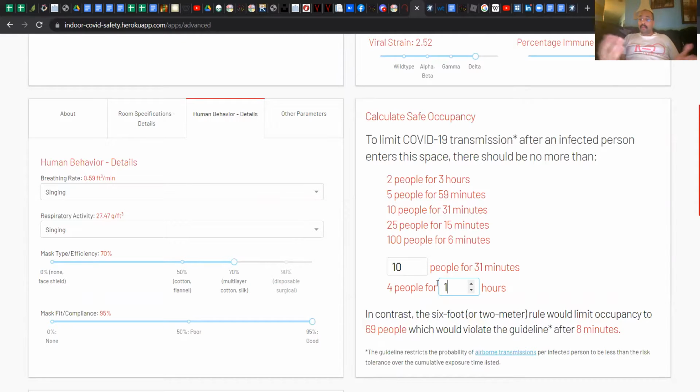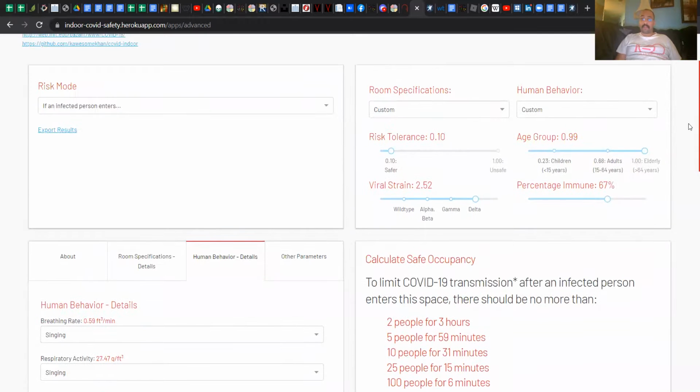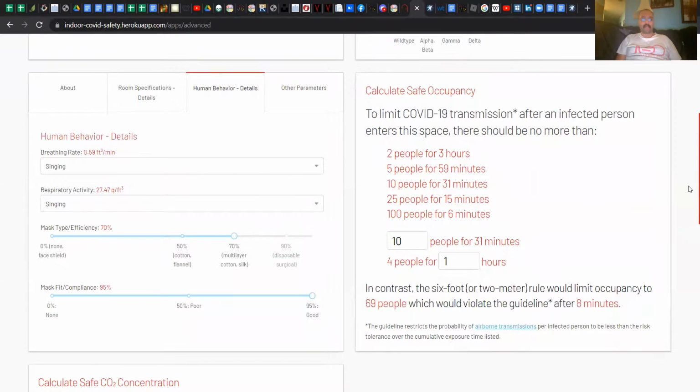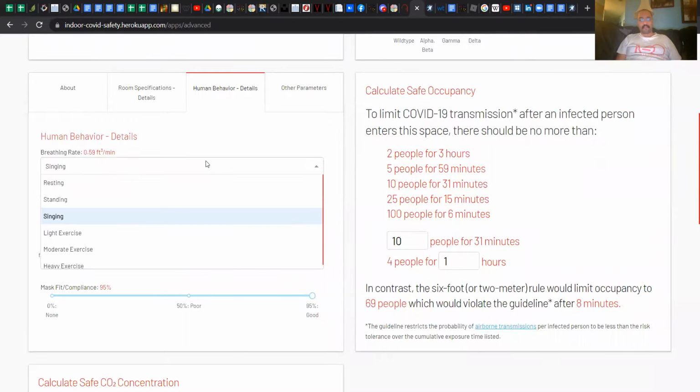Okay. But again, every one of these are variables, right? So if you change one thing in this space, if you stop looking at Delta and start looking at this strain, I would just look at Delta. If you decide you have a much higher risk tolerance than this, then that will change the number. But these are what it is now.